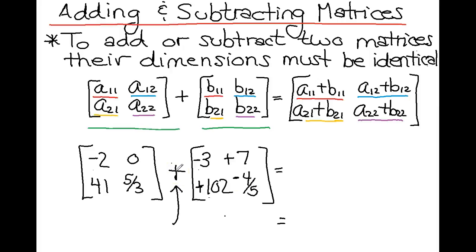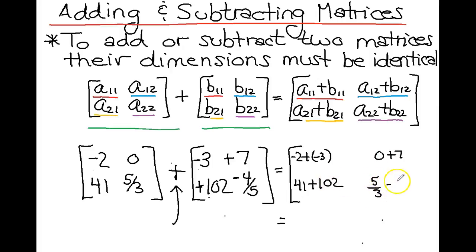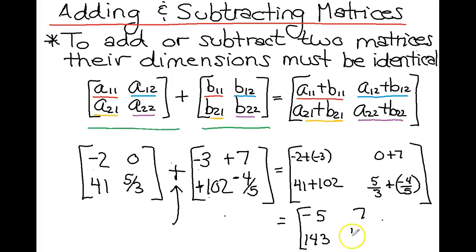And then afterwards I would change my subtraction into addition, and I would go ahead and add these two matrices then. Negative 2 plus a negative 3, 0 plus 7, 41 plus 102, and 5/3 plus a negative 4/5. And then I can go and simplify that to a negative 5. I get a 143, a 7, and again this is going to be 13/15. And that's how you add and subtract matrices.